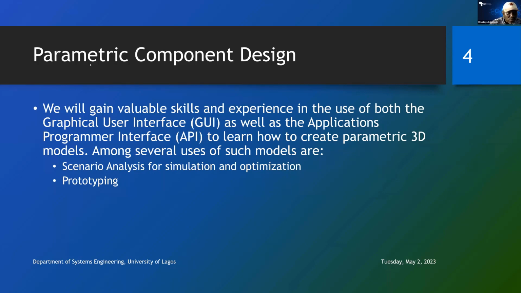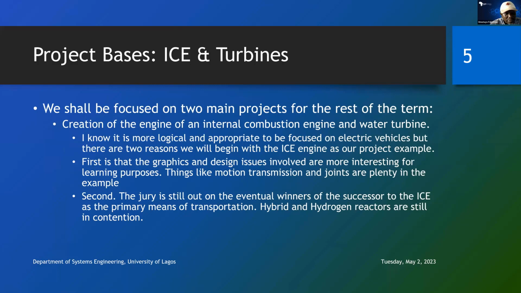So that is going to come from parametric component design, which we will talk about as we talked before. The project basis, I told you that the project basis are internal combustion engines and turbines. Last week, we will see situations where the GUI may not even be available to use, because you may have difficult problems that you need to program, or you need to use third-party programs. Those examples may come up when we are looking at turbines and centrifugal pumps. We shall be focused on two main projects for the rest of the term: creation of the engine of an internal combustion engine and water turbine.